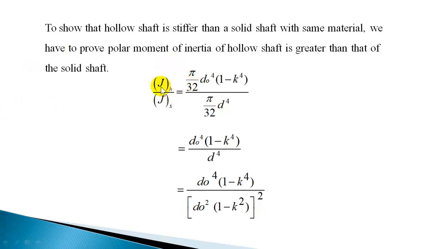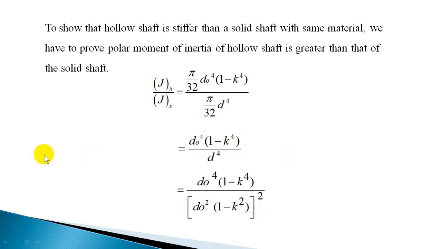Now here J of hollow shaft is pi by 32 into d naught to the power of 4 minus di to the power of 4, which is pi by 32 into d naught to the power of 4 into (1 minus k to the power of 4), once you take d naught to the power of 4 outside. So that is the polar moment of inertia of a hollow shaft. Now for a solid shaft you can write it as pi by 32 d to the power of 4. Now pi by 32 cancels, and you'll get this expression.